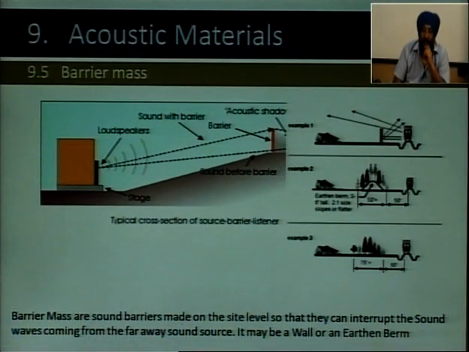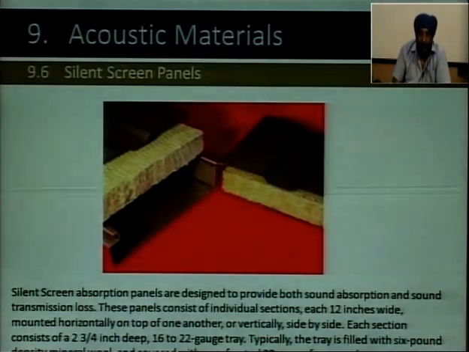So, this is outside the building, it may be a wall or an earthen berm. For example, if your house is next to the main road, then you need to do something with your boundary wall which can help you, and you need to do something on your outer facade which can help you to sleep peacefully at night and not get disturbed by the noise happening on the road.